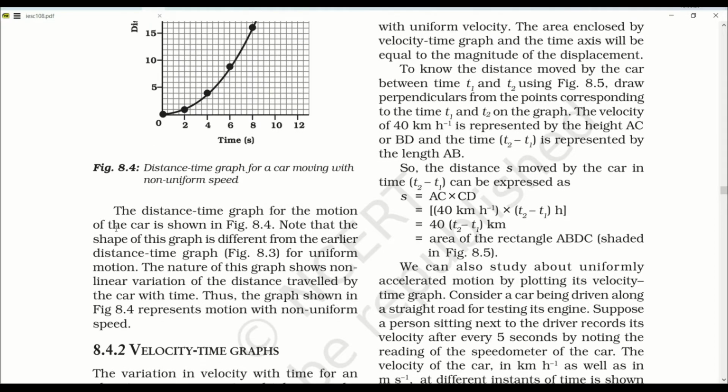The distance time graph of the motion of the car is shown in figure 8.4. Note that the shape of the graph is different from the earlier distance time graph. For uniform motion, nature of this graph shows non-linear variation of the distance traveled by the car with time. So what does this graph signify? This graph signifies that the distance covered by the car in the given time is non-linear, it is non-uniform. Thus the graph shown in 8.4 represents motion with non-uniform speed.